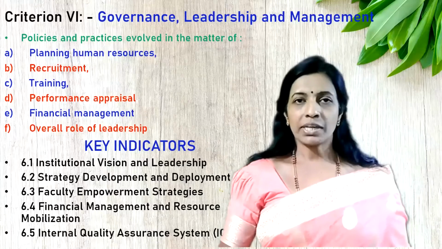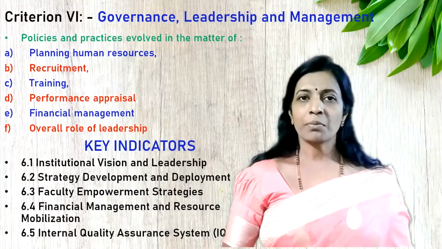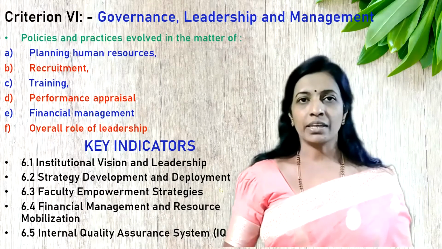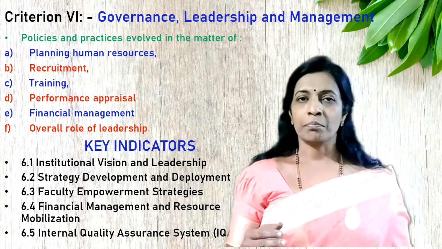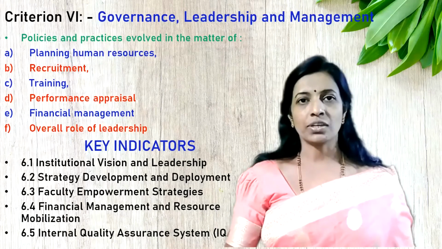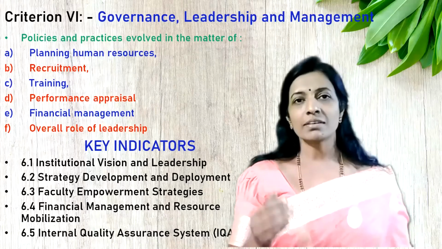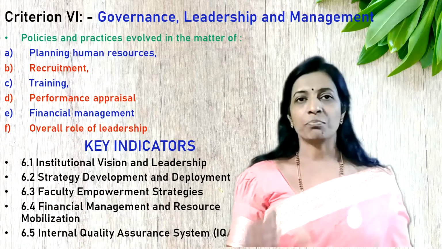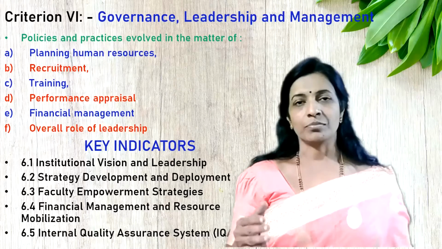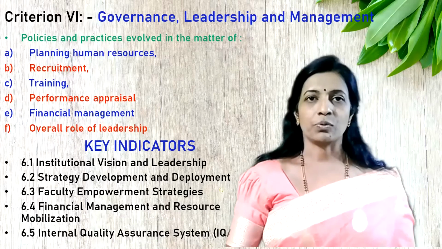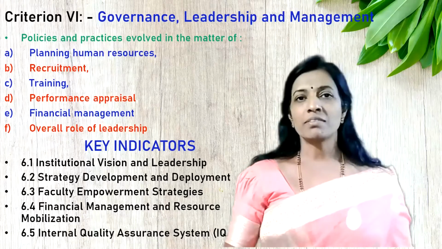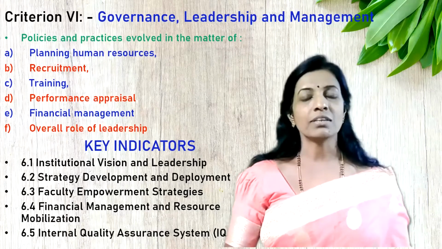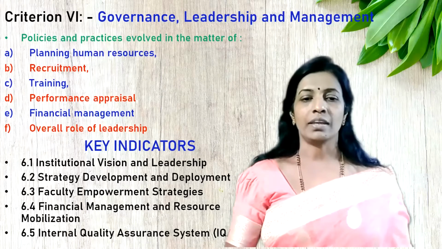The next important key indicator here is financial management and resource mobilization. Under this key indicator, it is imperative that every higher education institution is practicing certain processes so that there is proper allotment of budget for various activities in the institution. Also, whether transparency is being maintained in the financial management is another important aspect which is examined under this key indicator.